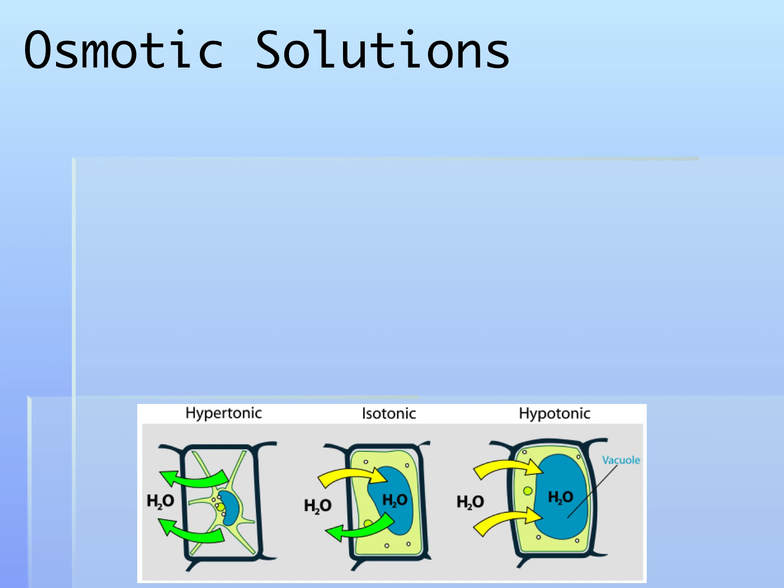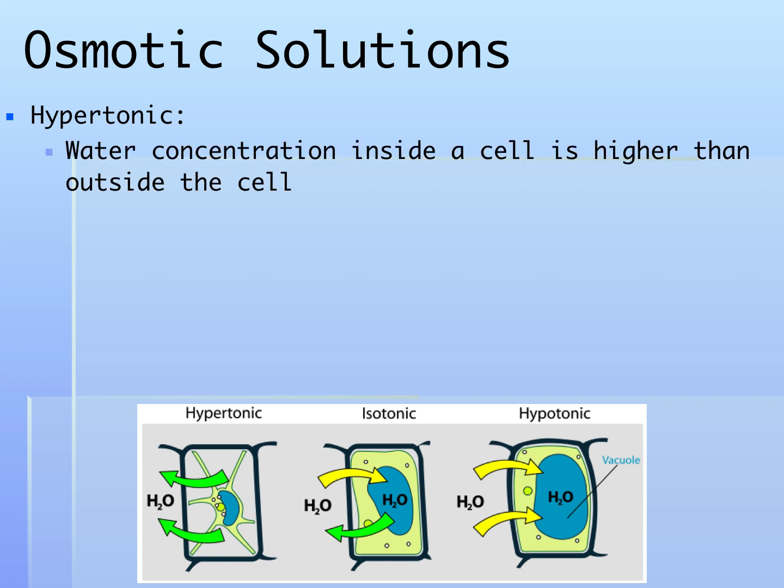So there are 3 types of solutions. We have hypertonic solutions, isotonic solutions, and hypotonic solutions. In a hypertonic solution, the water concentration inside the cell is higher than outside the cell. You also might hear a hypertonic solution referred to in terms of the solute. So in a hypertonic solution, the solute concentration is going to be higher outside of the cell than inside of the cell.